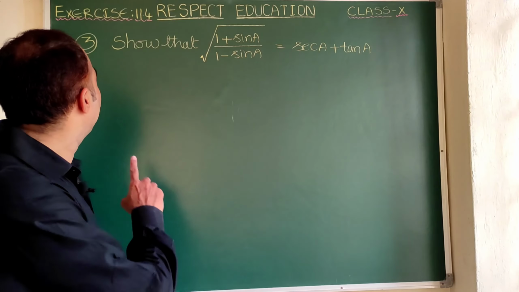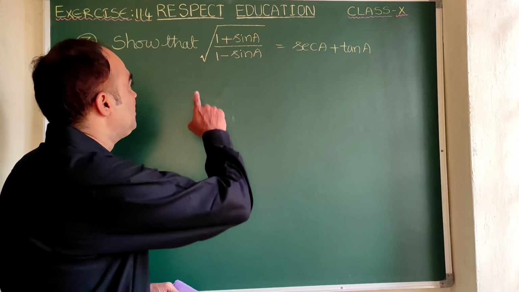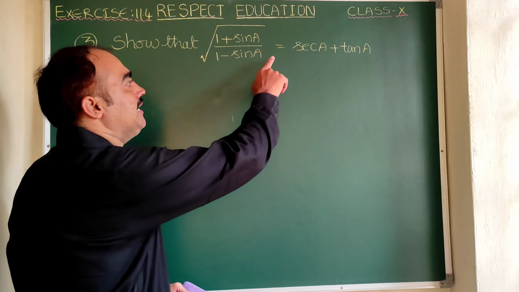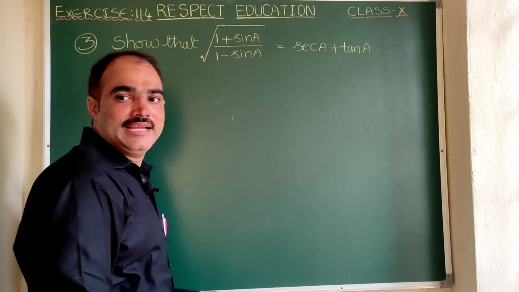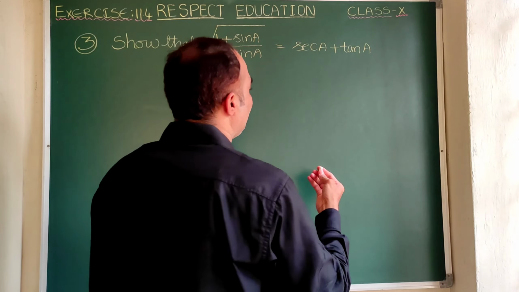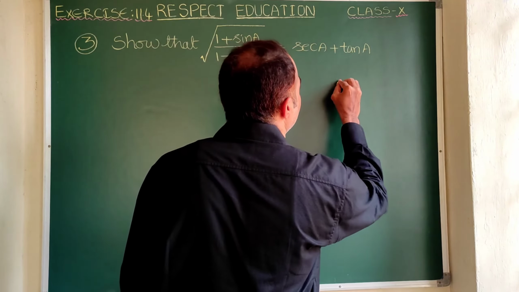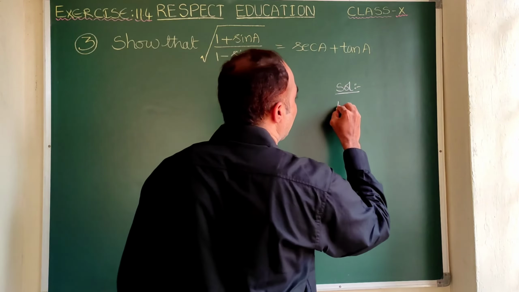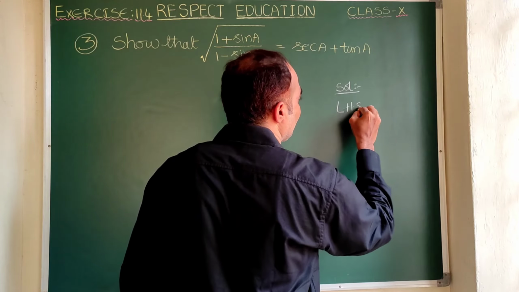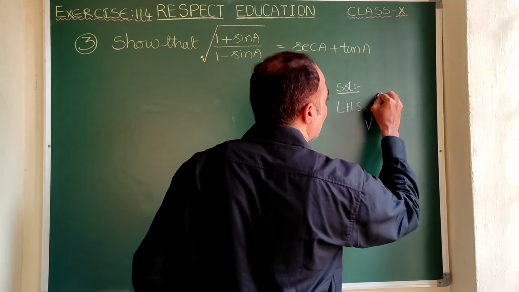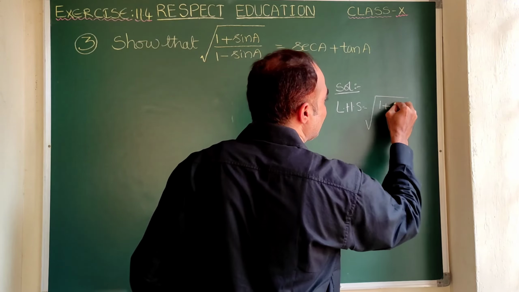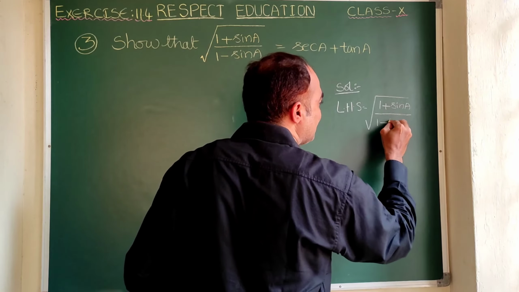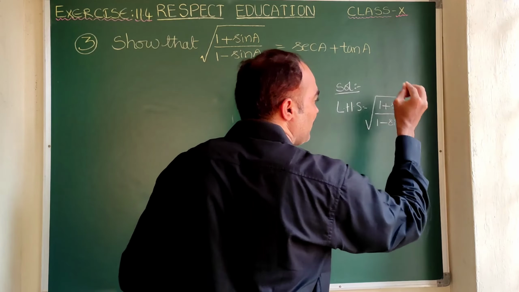Now we see question number 3. Show that under root 1 plus sin A by 1 minus sin A is equal to secant A plus tan A. So here, let us consider the left hand side, that is under root 1 plus sin A by 1 minus sin A.